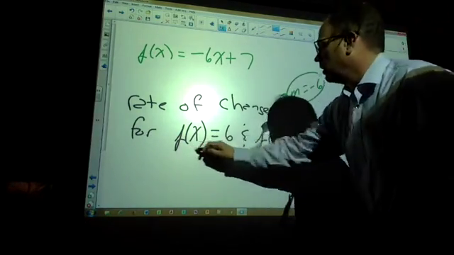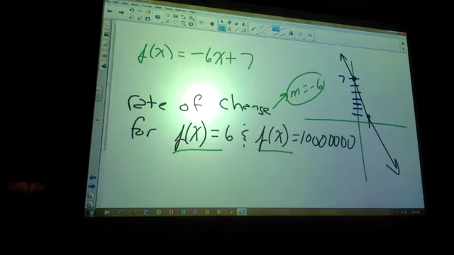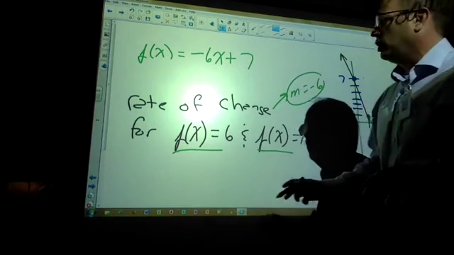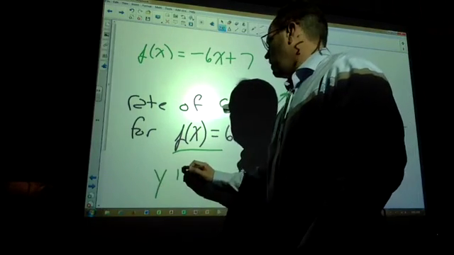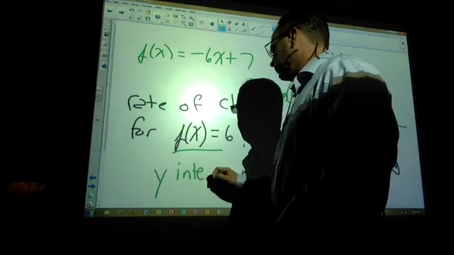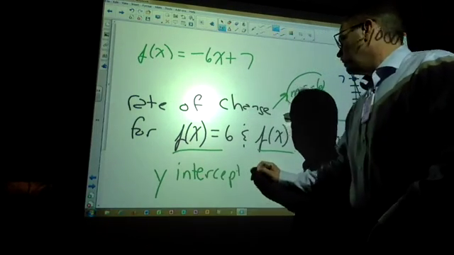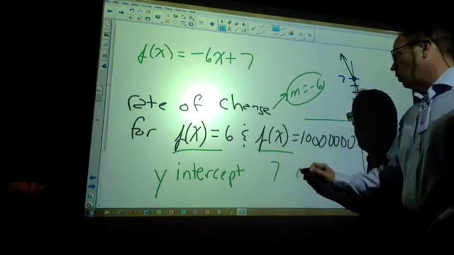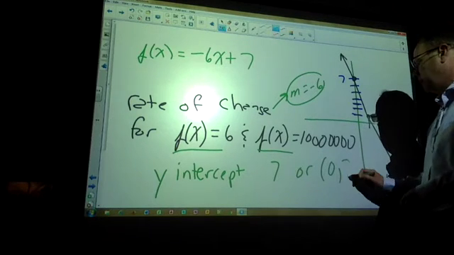It doesn't matter what values I ask you to do it with for a linear equation, because in a linear equation the rate of change, the slope, stays the same. Okay? And they might ask you on this one, what is the y-intercept? 7. So you could write it as 7, or you could write it as (0, 7).